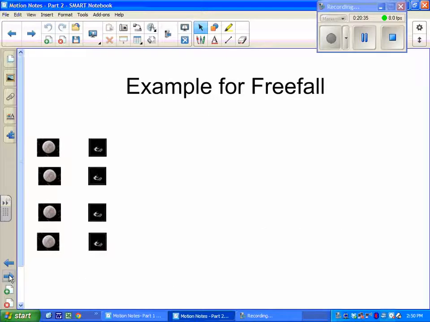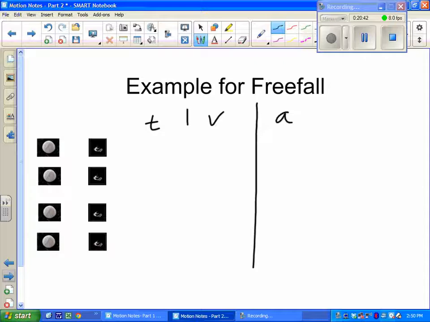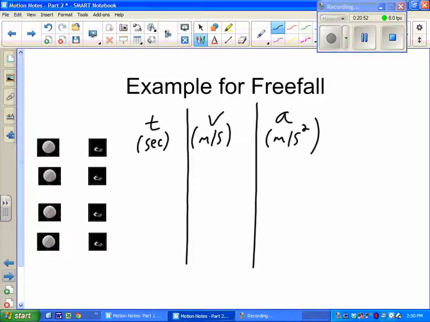All right, so an example. If we have time and velocity and acceleration, in seconds, meters per second, and meters per second squared. Before we drop them, they are not moving. In 1 second, gravity accelerates things by 10 on Earth. So that means in 1 second, it is now moving 10 meters per second.